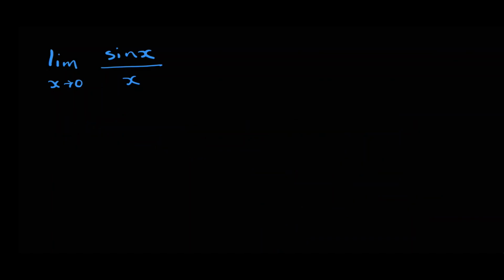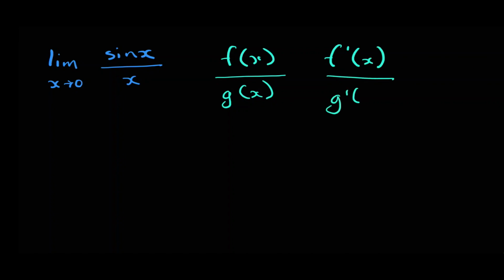And what L'Hopital's rule says is that when you're trying to find the limit of a function in the form f of x over g of x as x approaches some value, you can differentiate f of x and g of x separately and turn it into f prime of x over g prime of x. And then you can try to evaluate the limit again. And you can keep doing that until you either find the limit or determine that there is no limit.